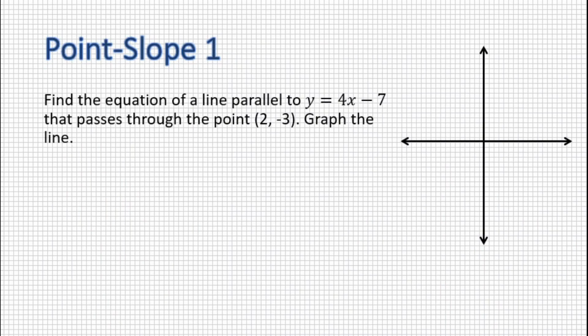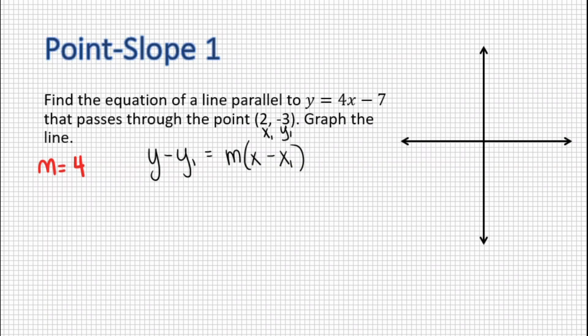Continuing over to point slope form. So my question here is find an equation of a line parallel to y equals 4x minus 7. So right away I know that my slope will be 4 if the line is going to be parallel. That passes through this point. Now I don't need to find the y-intercept there. I can use this point, but we have to just make sure we put it in the equation correctly. So point slope form, y minus y1 equals m x minus x1. And these y1 and x1s just come from the point that you were given.